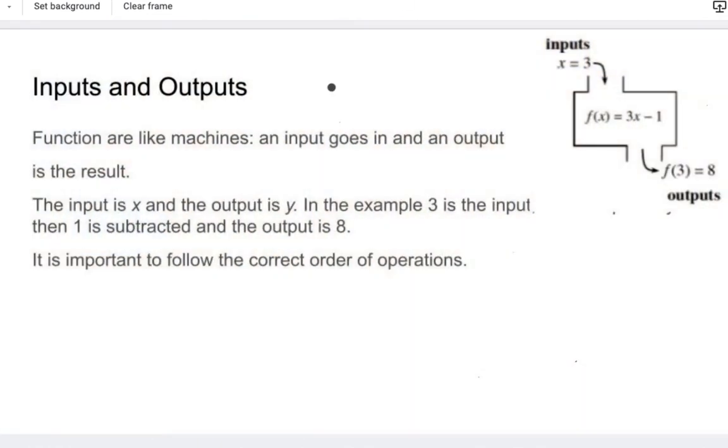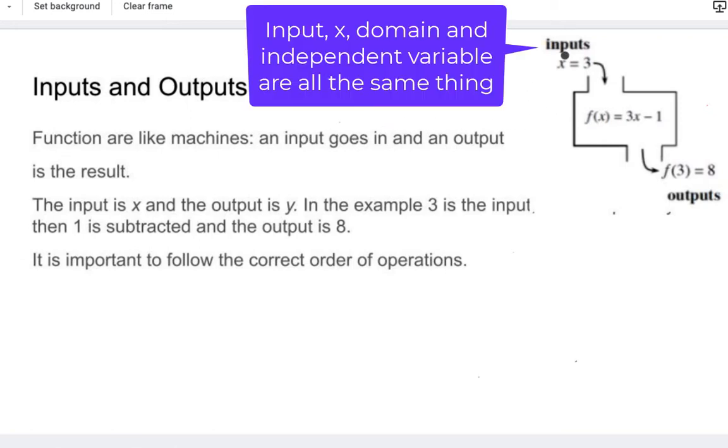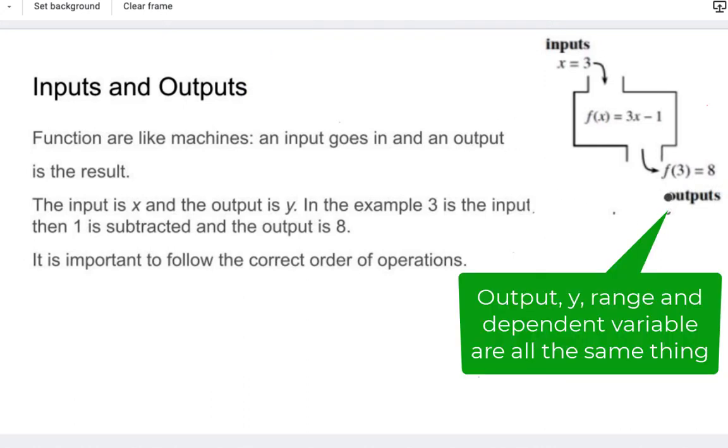Previously we talked about a function being a relation where every input relates to only one output. So if I put one thing into this function machine, say 3, I'm going to have a rule applied to it. I'll get one thing out of it, in this case 8. So the input is the independent variable, or the domain, and the output is the dependent variable, or the range.